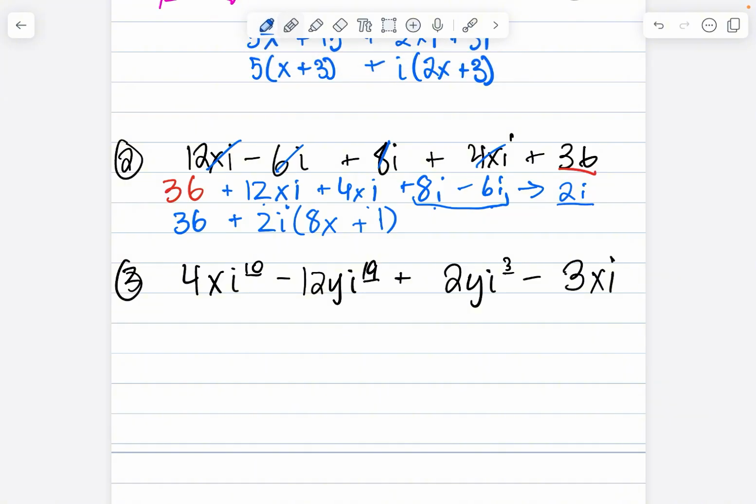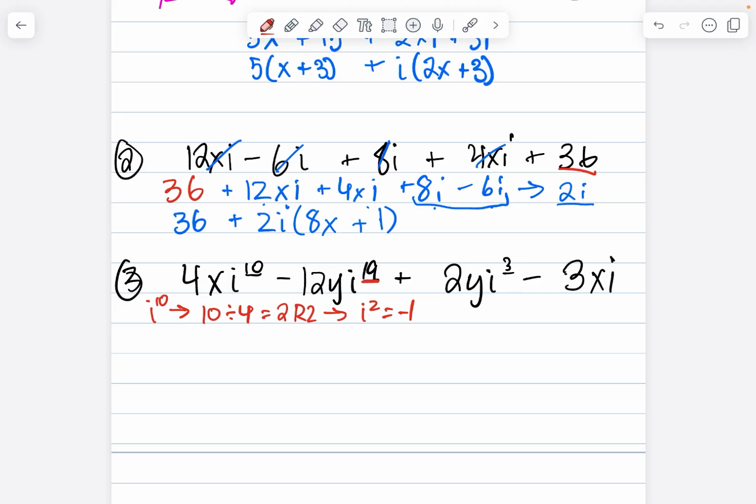So first thing I'm going to do is do i to the 10. All right, how am I going to work with that? That's going to be 10 divided by 4, which is going to be 2 remainder 2. So i to the 10 is the same thing as writing i squared, which is negative 1. All right? So that's just i to the 10.